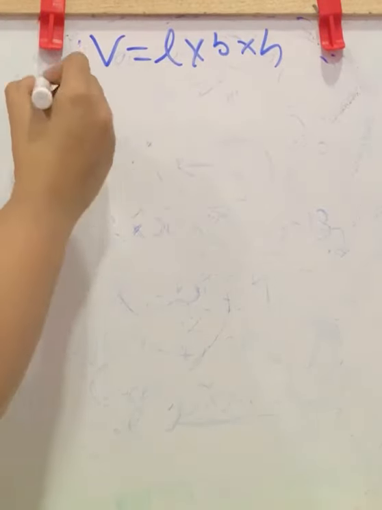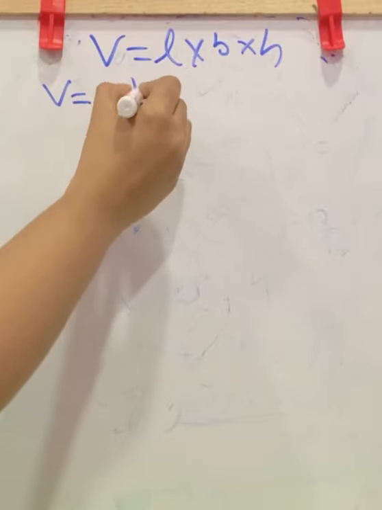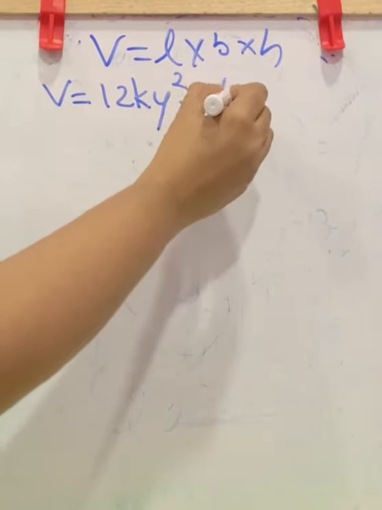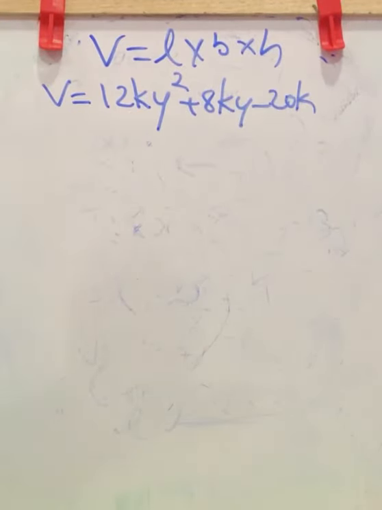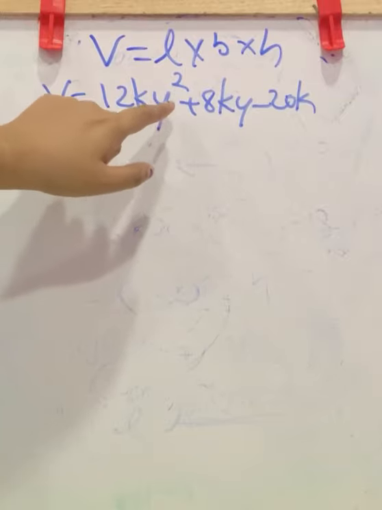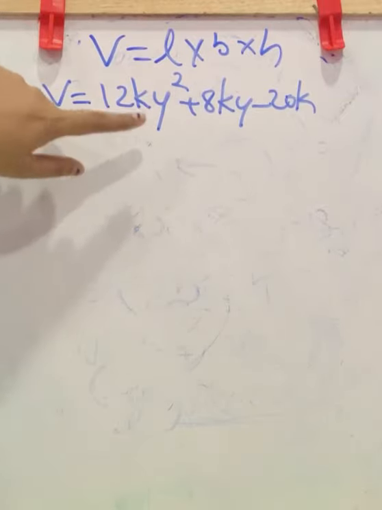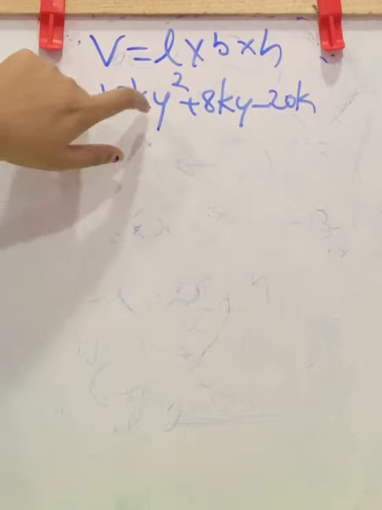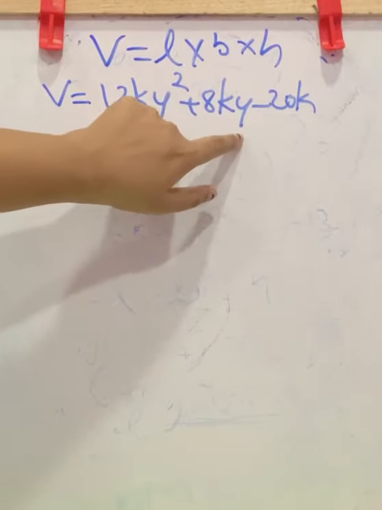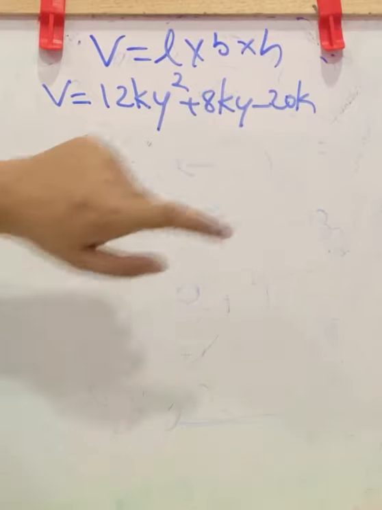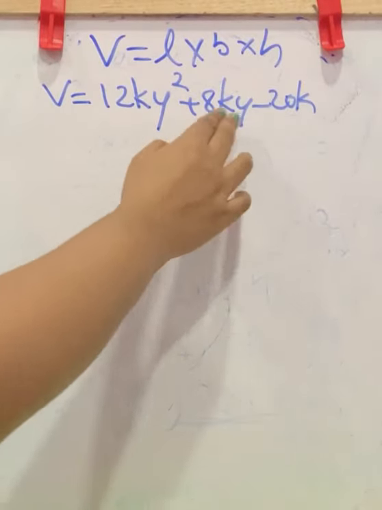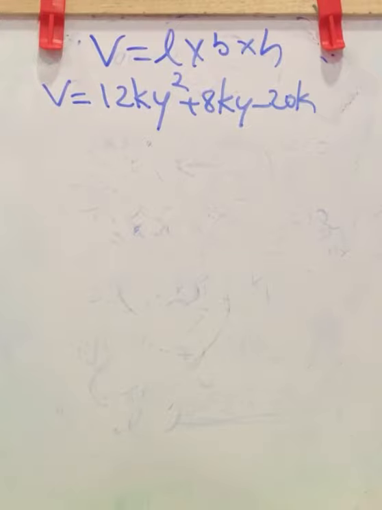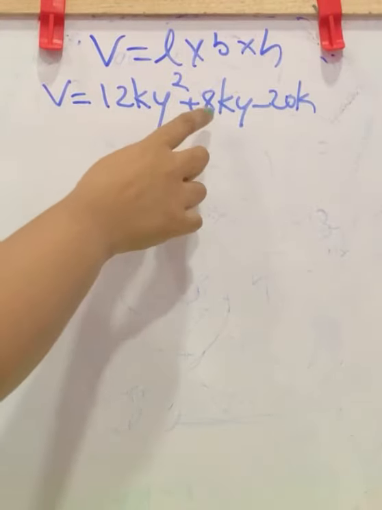Next, the volume is given. Volume is 12k y square plus 8k y minus 20k. Actually here this k is a constant, not a variable. Here the variable is y. y square and y are variables. Here 12k is the coefficient of y square, 8k is the coefficient of y, and the constant term is 20k. So from this, first we can take the common k outside. Also, if there is any factor in 12, 8 and 20, that also we can take outside. We can see 4 is a factor of 12, 8 and 20.